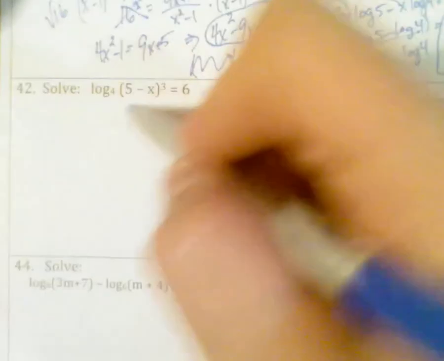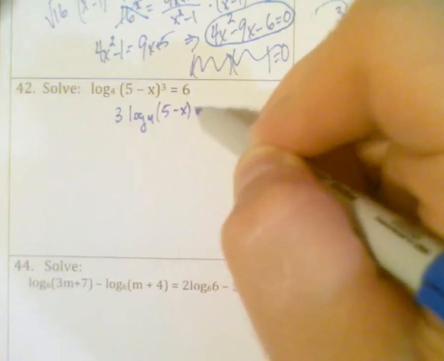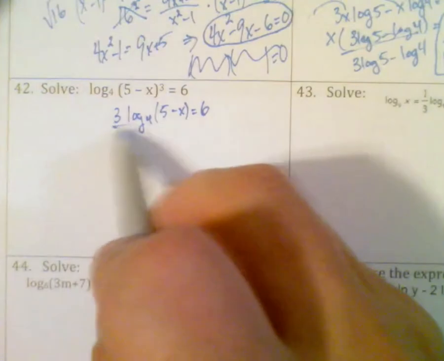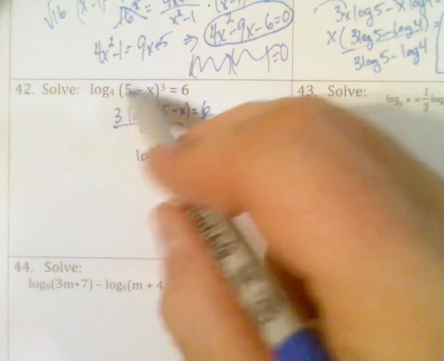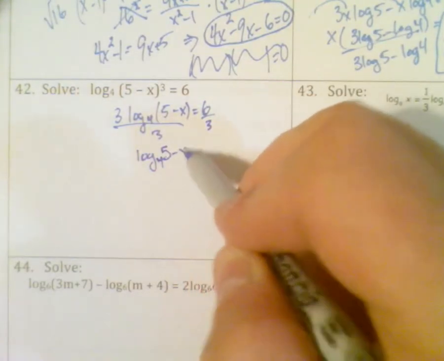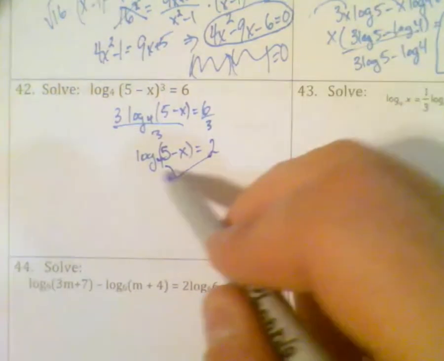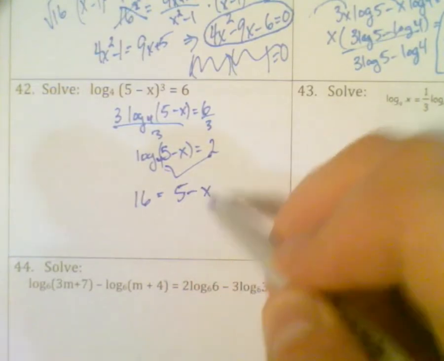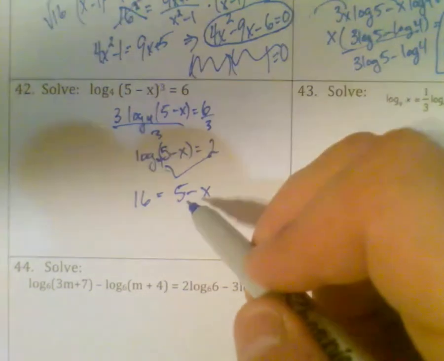Alright, so I would write it with the 3 out front, like that. And then, since this is out front, I can divide both sides by 3. And that really simplifies it, because you don't want to FOIL that out. That looks like a headache. So 6 divided by 3 is 2. Now we check mark. So 4 squared, that's 16 equals 5 minus x.